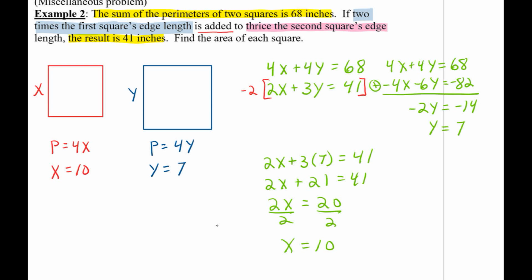And the final question, it says, find the area of each square. Well, area of a square is just going to be the side length squared, so x squared. So that means this would be 100 square inches. And the blue one, again, its area would be y squared, and we know now that the y is equal to 7. So 7 squared is 49 square inches. Okay, so that concludes our video on day one word problems for systems.